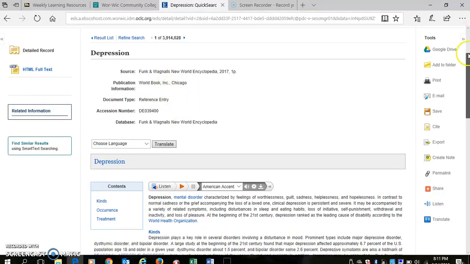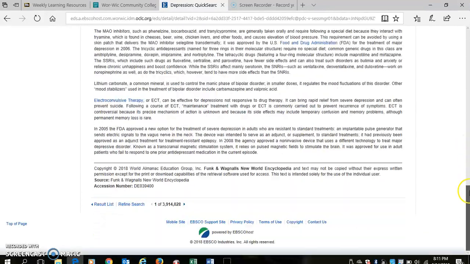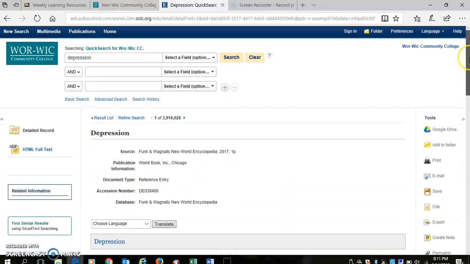And if we look down, we'll see that for this particular entry, there does not appear to be an author. Usually if there's an author, it'll have something down here like a written by kind of thing. This one does not have an author, so we just have a little bit of information to go off of for this.